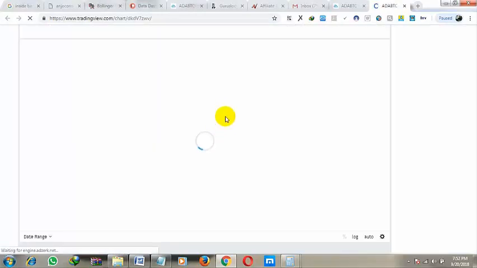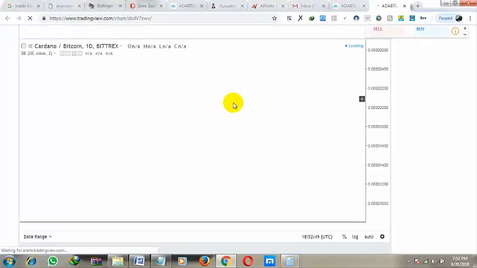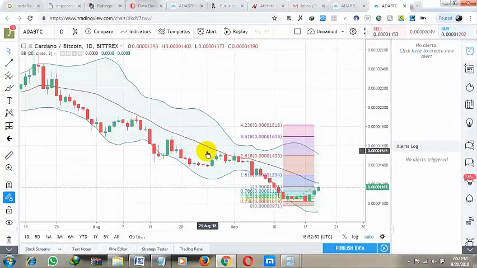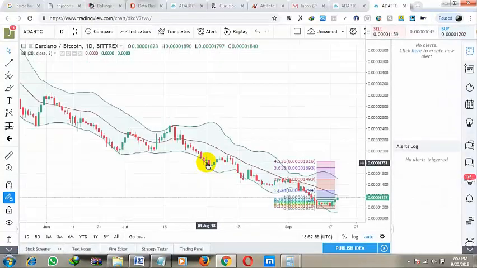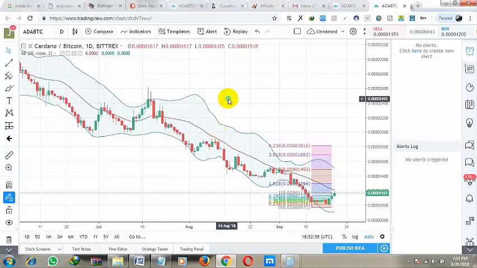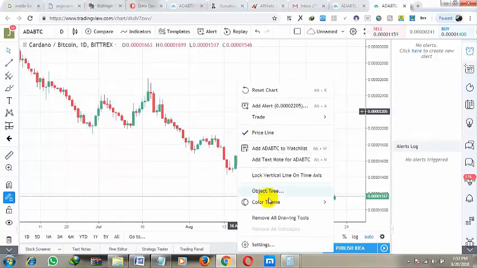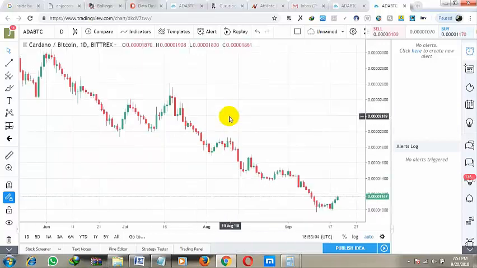And go to my chart, full future chart. Yes, so when you are on, okay, as you can see, I've been using these tools, but let me just remove everything and start afresh, so you'll be able to understand how I use it.